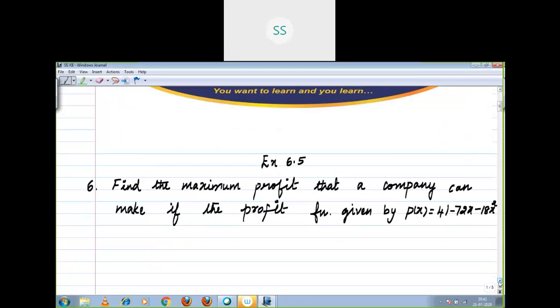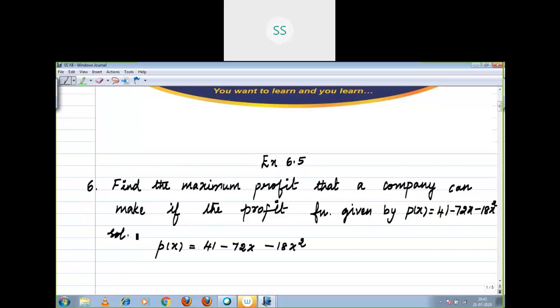Then you have to do the differentiation again, that means find the second order derivative of the given function. In that, substitute your critical point. If the second order derivative is greater than 0, the point is a local minimum. Less than 0 means local maxima. Then substitute the critical point in the given function. It will give you the local maximum value. Solution: P(x) = 41 - 72x - 18x².